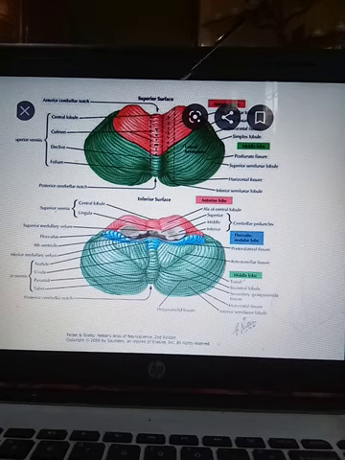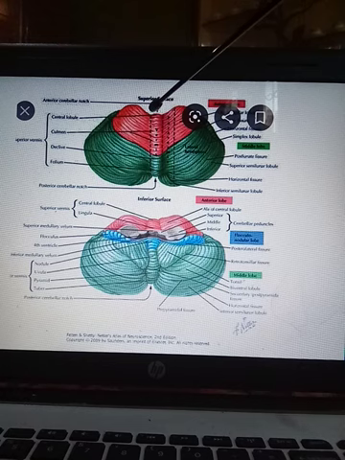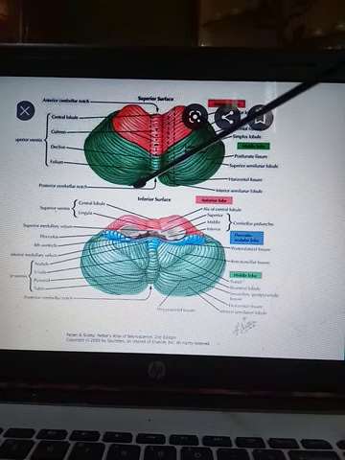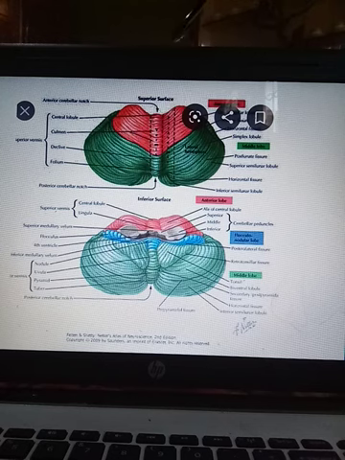This is the anterior cerebellar notch, which is present anteriorly, and this is the posterior cerebellar notch, which is present posteriorly. As you can see in the picture, again your cerebellum is being divided into lobes.